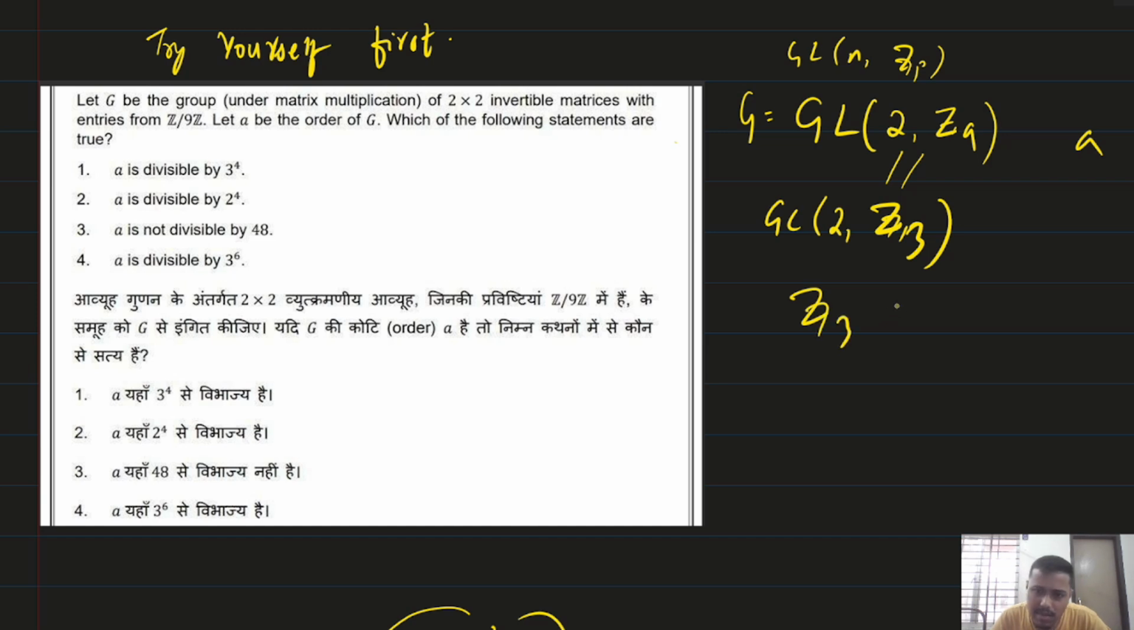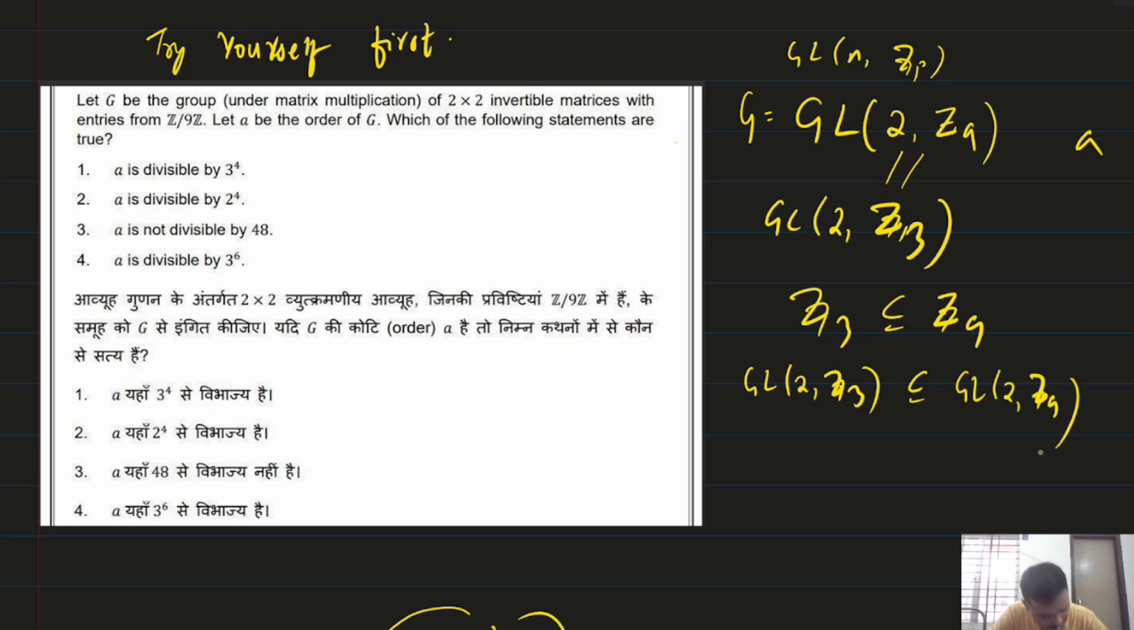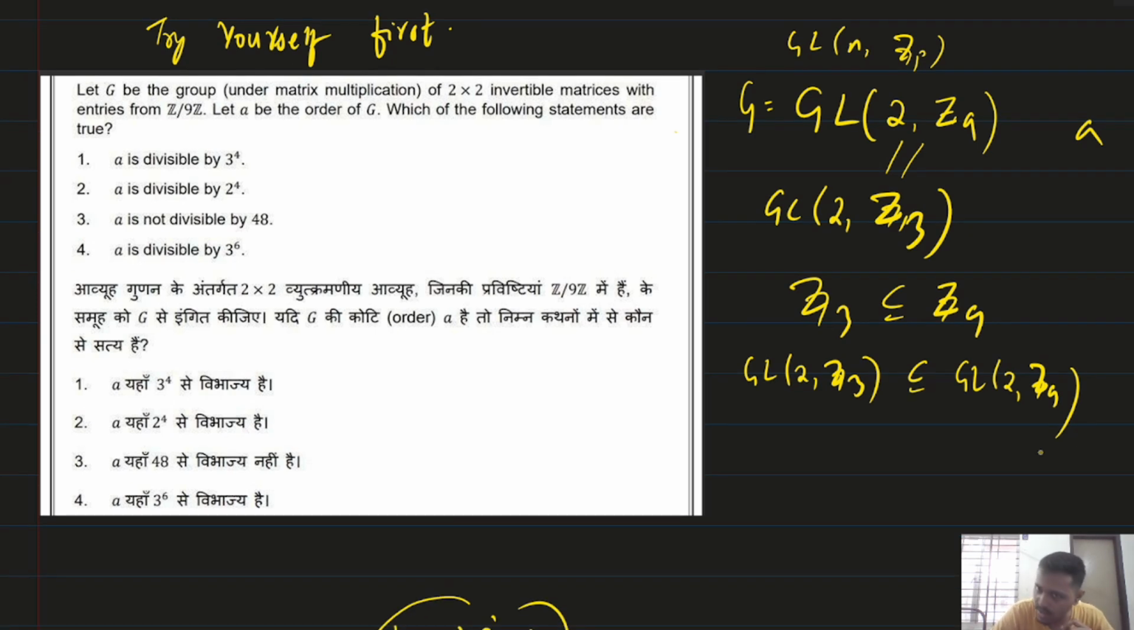Obviously, all the elements of Z3 also lie in Z9. Okay, this is a subset only. So all the 2 cross 2 matrices of GL(2, Z3) will also lie in GL(2, Z9), because all the elements of Z3 are also the elements of Z9. Okay, that I think it is clear. Now how to define some relation?